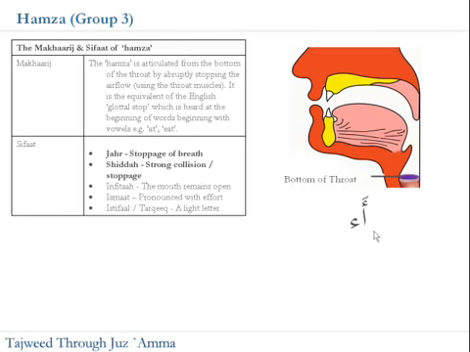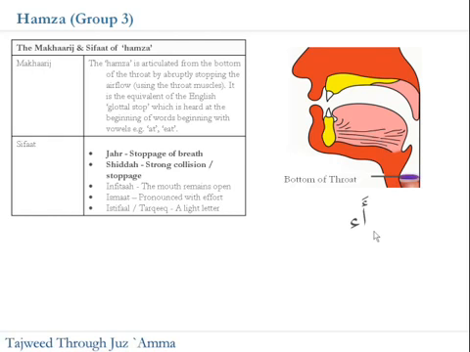So we move into the next group, and we're going to the throat letters, and we start at the bottom of the throat. So we have here the letter Hamza. Now, this letter actually is a bit difficult because in English you have the sound but you don't have a letter to represent it, and the Hamza represents what is known as the glottal stop. It's an abrupt stopping of the airflow at the bottom of the throat.